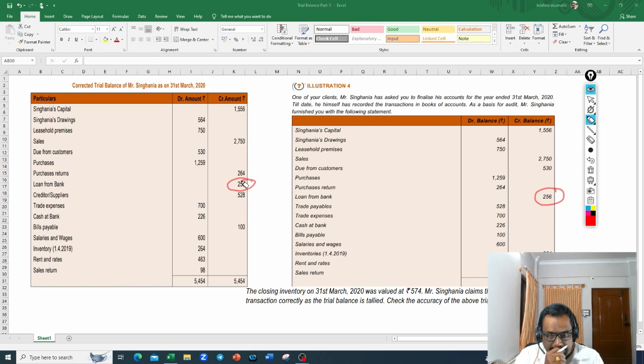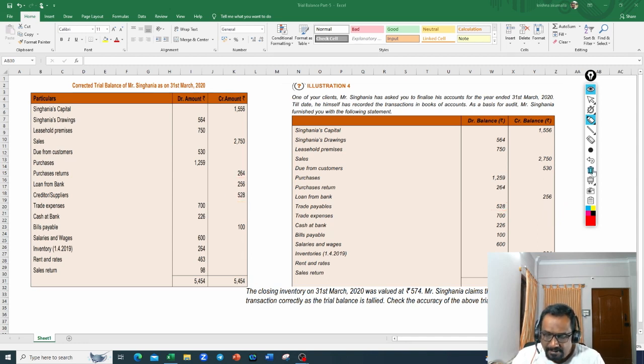Clear? Next, trade payables 528. Trade payables he has shown on the debit side. Payable is a liability. When the payable is a liability, he has to show it in credit side, but he has shown it in debit side. So we need to rectify that and credit this in the trial balance. We credited that. Are you clear?